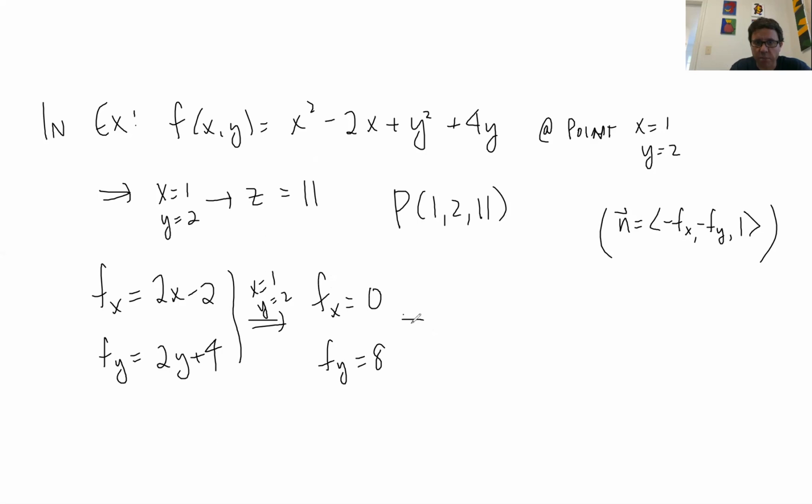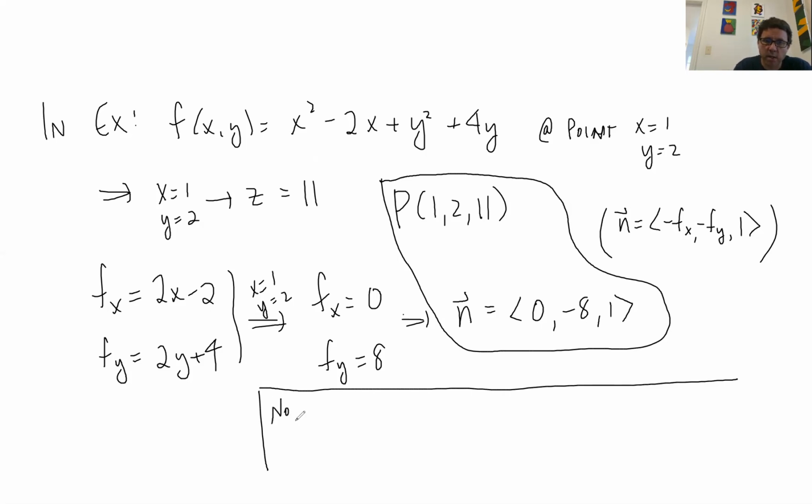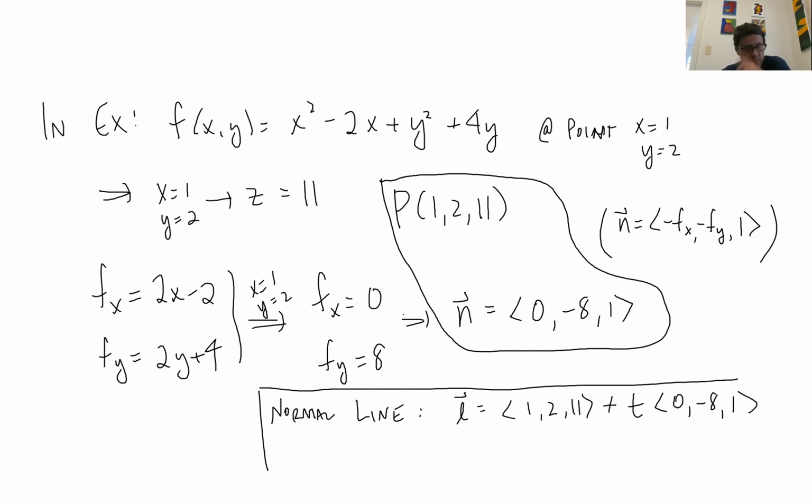And so now I have all of my pieces. The normal is 0, negative 8, and 1. Now I've got my point and I've got my normal, and I can create the normal line using this as the direction. So it's just (1, 2, 11) plus t times (0, negative 8, 1). And that's the line, at least in vector form.